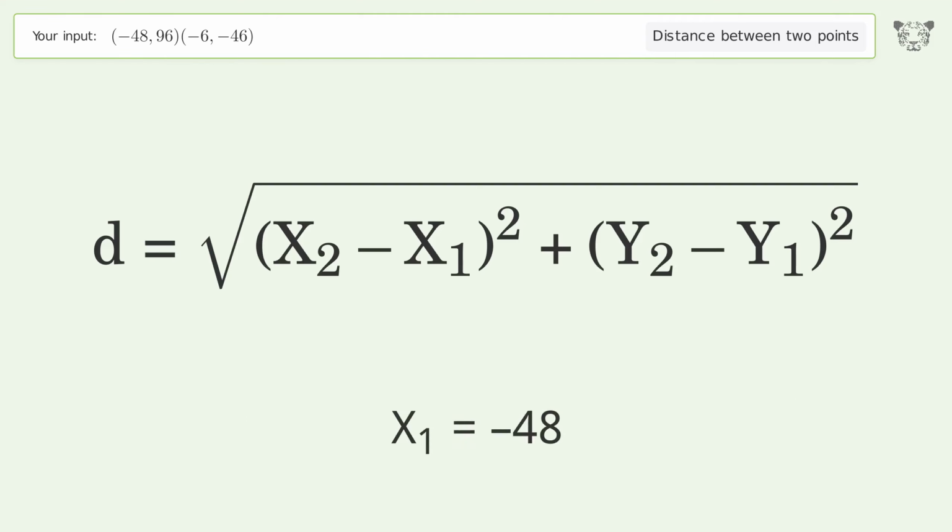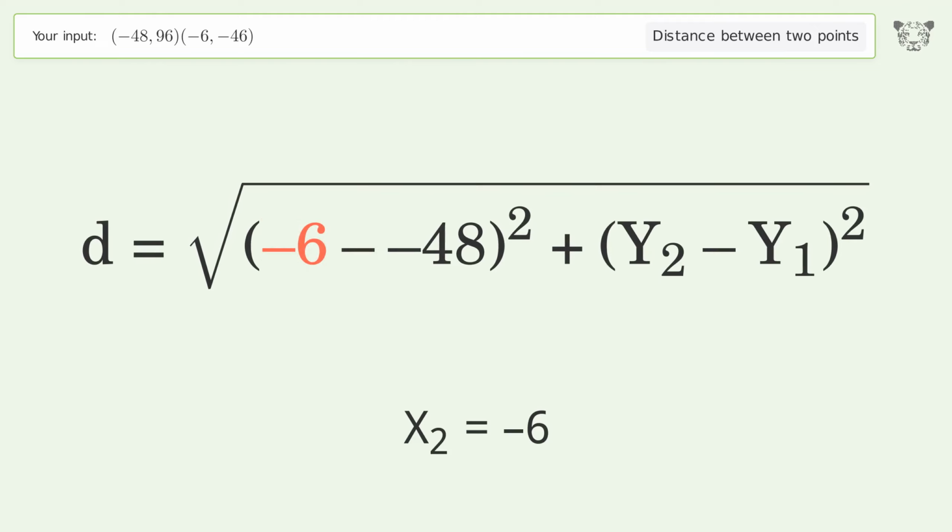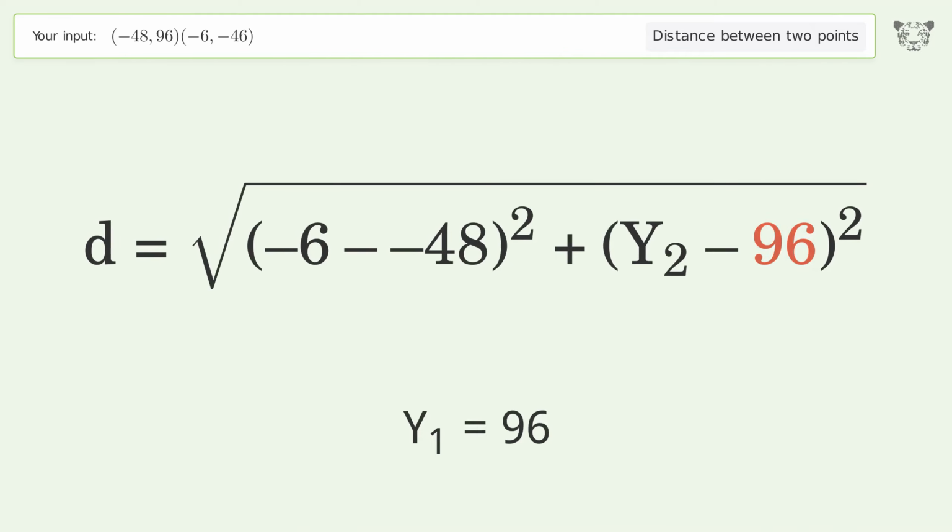x1 equals -48. x2 equals -6. y1 equals 96. y2 equals -46.